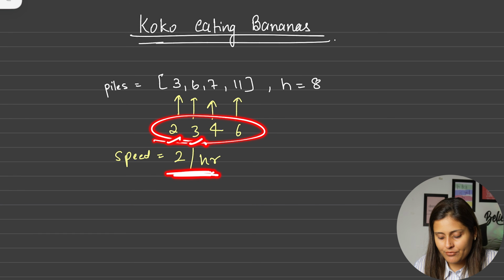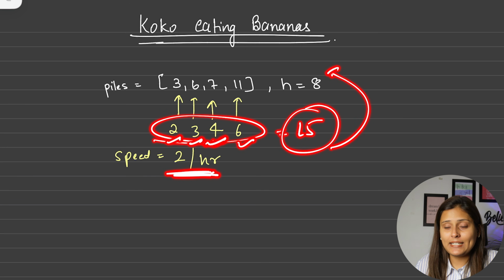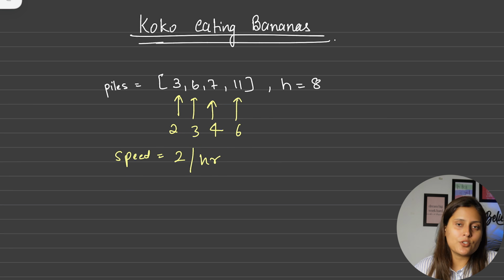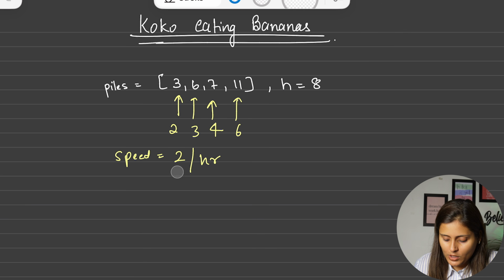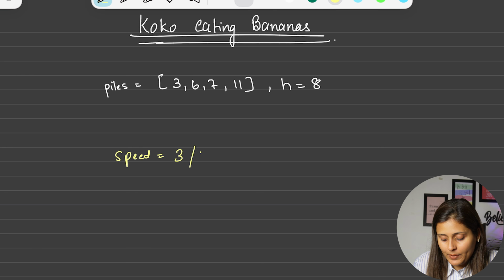She will take 2 plus 3, 5, plus 4, 9, plus 6, 15. So total 15. She has to complete in 8 hours. Hence, again it is not possible. So definitely we will increase the speed now to 3. So now 3 bananas per hour, okay.